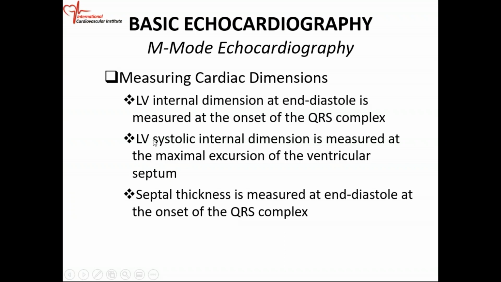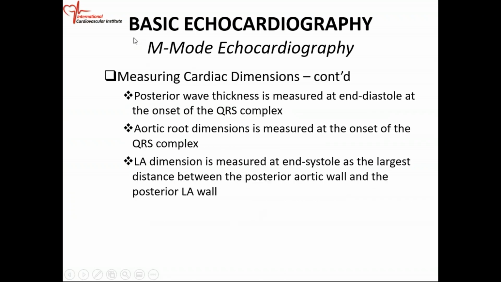However, for your systolic internal dimension, you're going to look at the maximal excursion of the ventricular septum, and then you just drop a perpendicular down to the posterior wall, and that's your systolic dimension. Septal thickness and posterior wall thickness, again, is measured at the onset of the QRS. The aortic root is measured at the onset of the QRS as well.